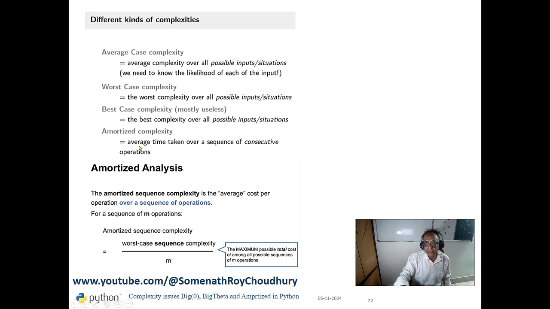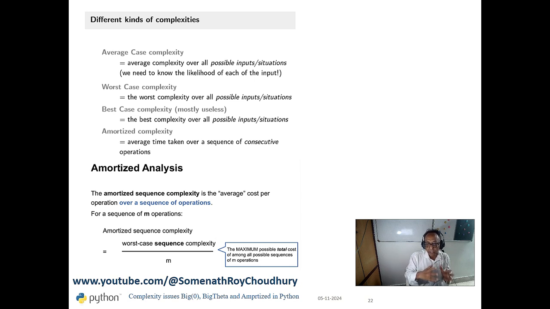Amortized complexity involves no probability. It is the average time taken for a sequence of consecutive operations. Remember, a sequence of operations. Say one's father takes a loan for a car from a particular bank, say 10,000 rupees per month for 5 years continuously, for a loan amount of say around 10 lakhs. But if 2 or 3 installments fail, they have to pay a fine, say around 1000 rupees.